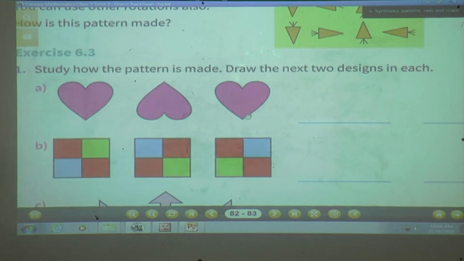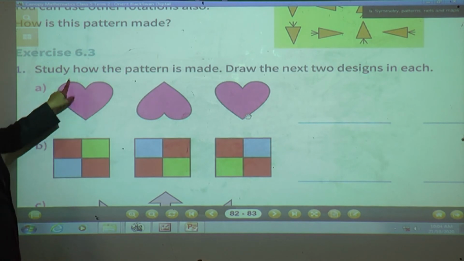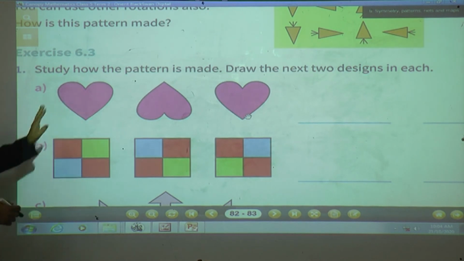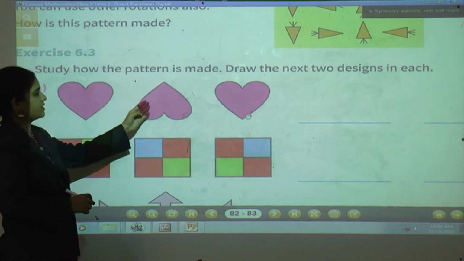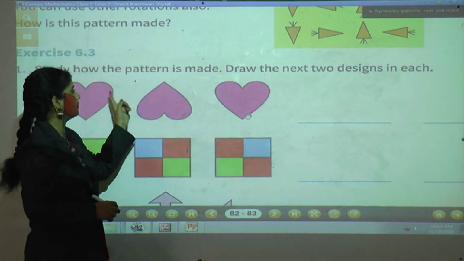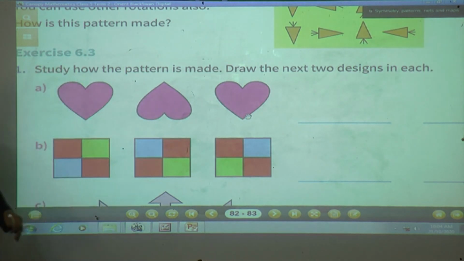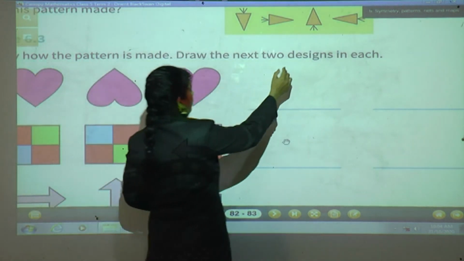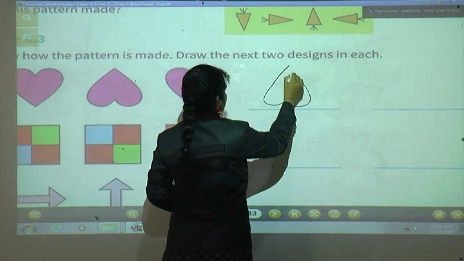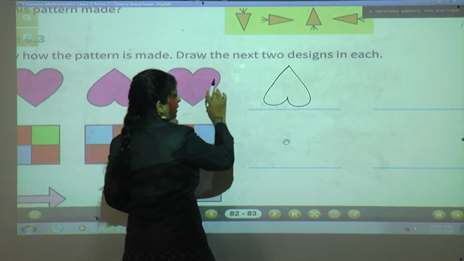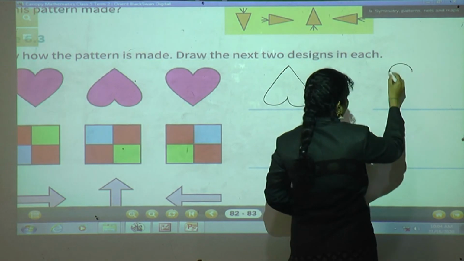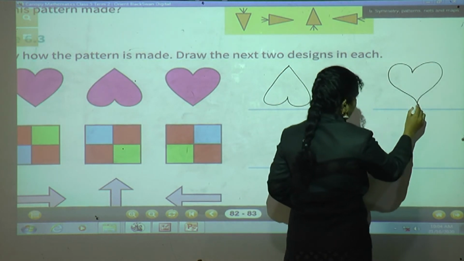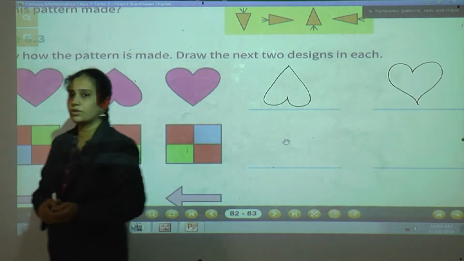See, here they have given us one pattern. See, here is a half turn of this figure, again the same figure will come. So what will come next? Yes students, very good. Here it will come again the half turn of this figure like this, and after this again the first image like this. Okay, all of you understood?